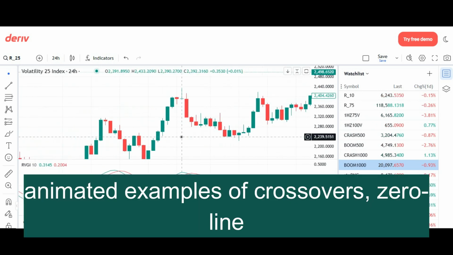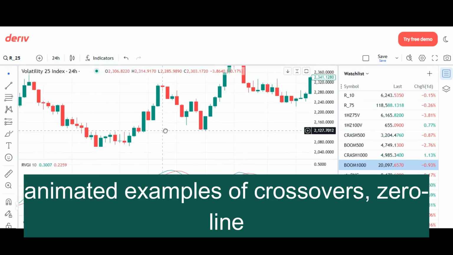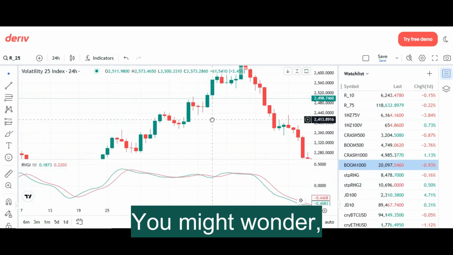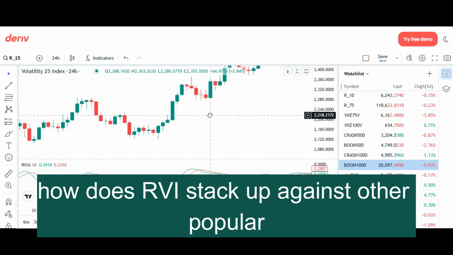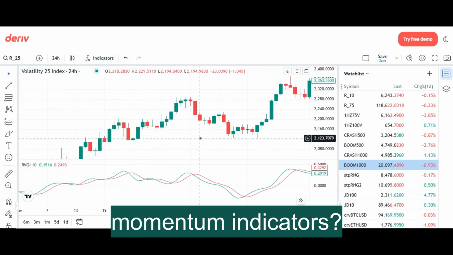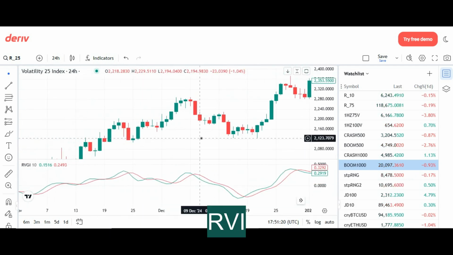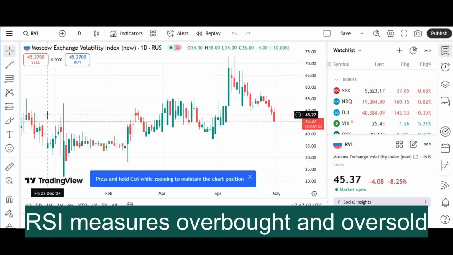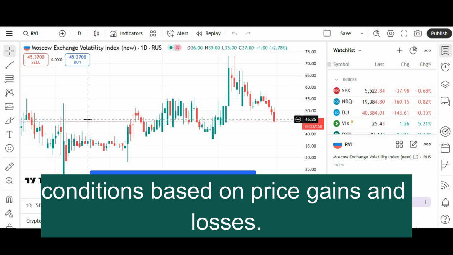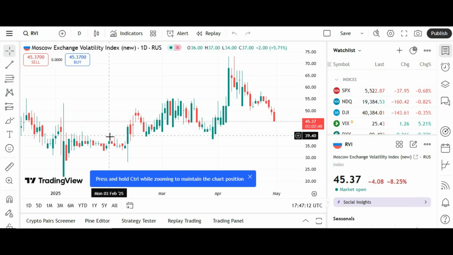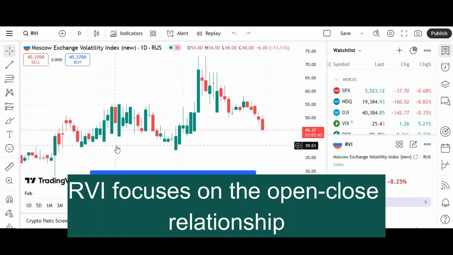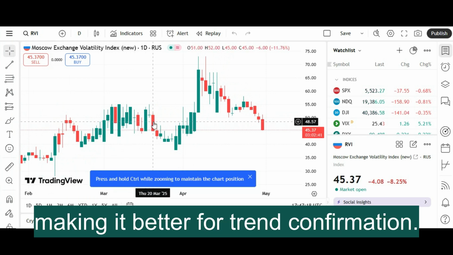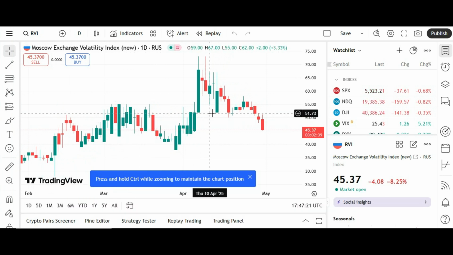Visuals. Animated examples of crossovers, zero-line breaks, and divergences. You might wonder, how does RVI stack up against other popular momentum indicators? RVI versus RSI. RSI measures overbought and oversold conditions based on price gains and losses. RVI focuses on the open-close relationship relative to the trading range, making it better for trend confirmation.